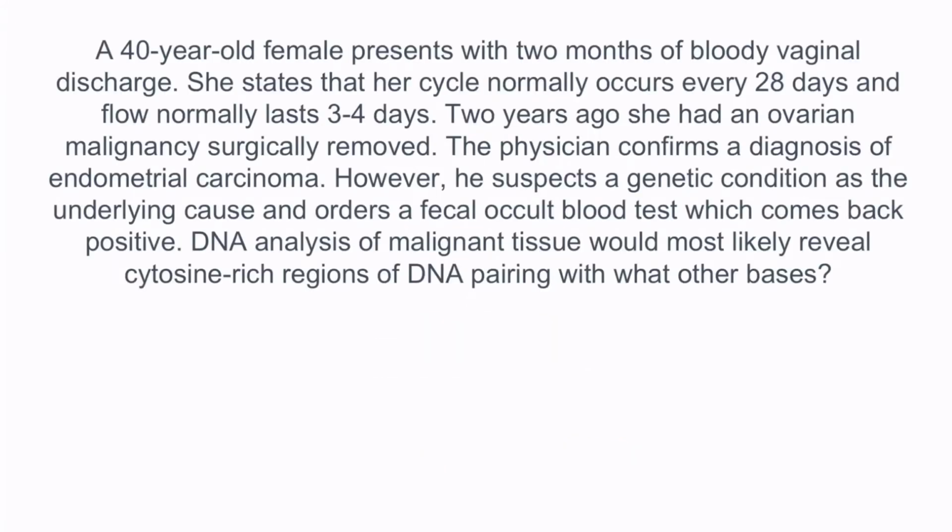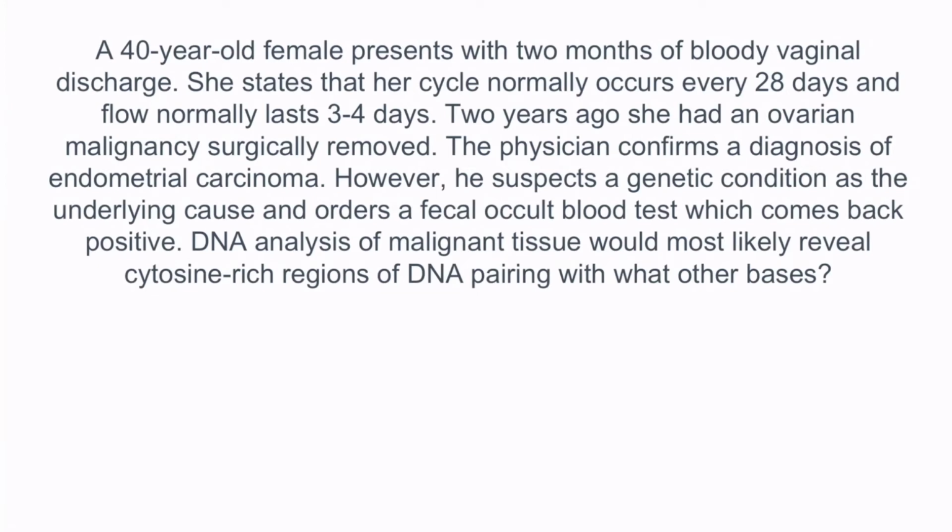A 40-year-old female presents with 2 months of bloody vaginal discharge. She states that her cycle normally occurs every 28 days and flow normally lasts 3 to 4 days. 2 years ago, she had an ovarian malignancy surgically removed. The physician confirms a diagnosis of endometrial carcinoma. However, he suspects a genetic condition as the underlying cause and orders a fecal occult blood test, which comes back positive. DNA analysis of malignant tissue would most likely reveal cytosine-rich regions of DNA pairing with what other bases?